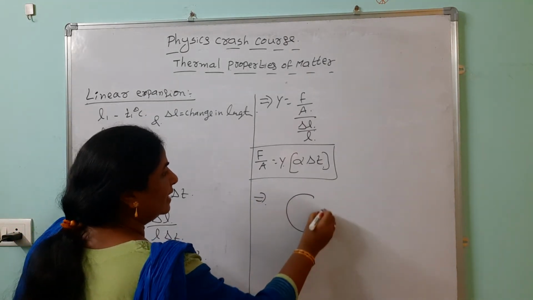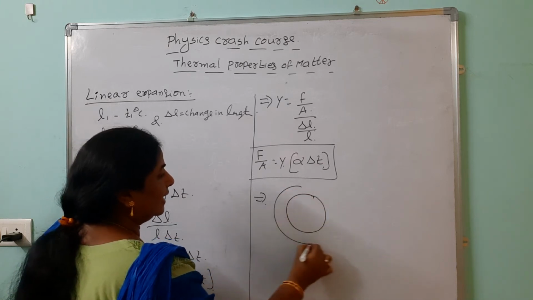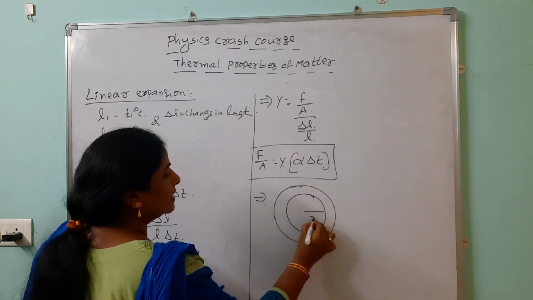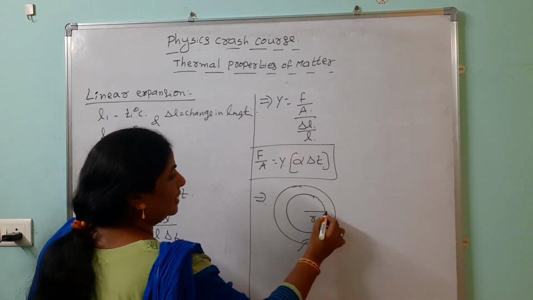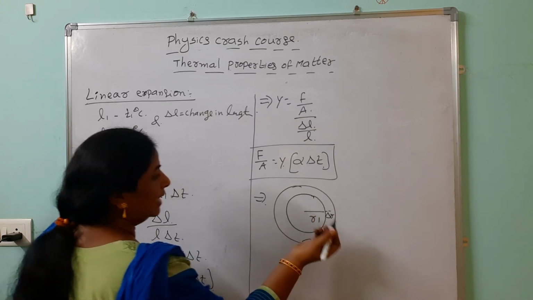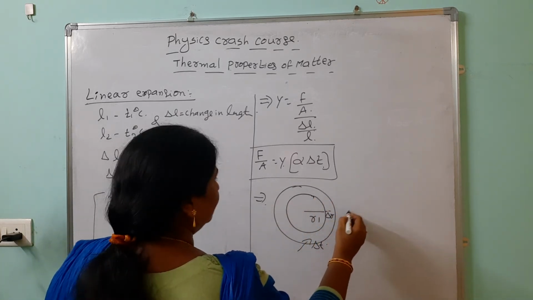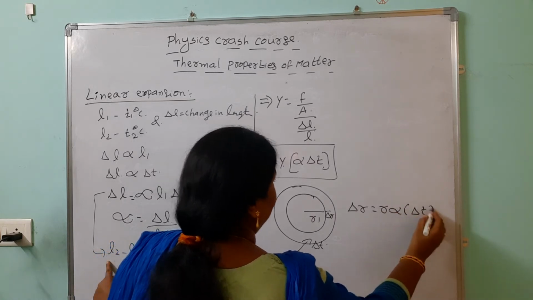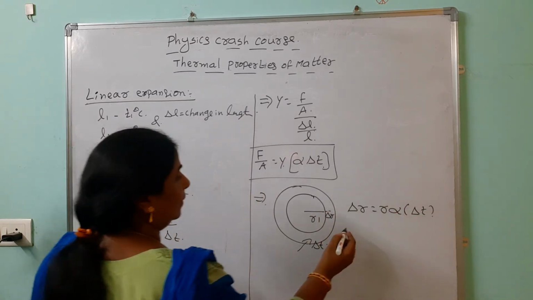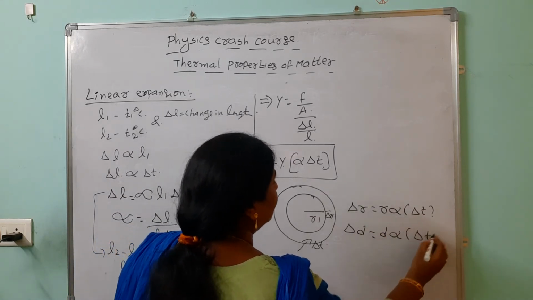Not only this one, look here. Suppose one wheel is there, some cave type we are taking, with a gap inside. The initial radius is R1. After increasing the temperature by delta T, the radius increases by how much? Delta R. Here how to write this? Delta R equals R into alpha into change in temperature. Suppose we consider the diameter, delta D equals D into alpha into change in temperature.